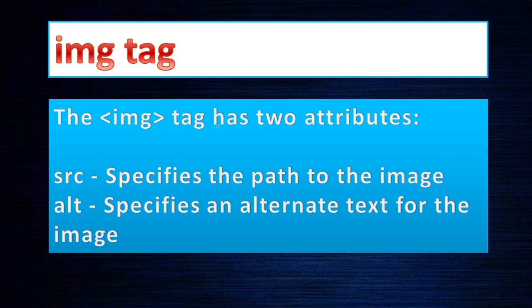So the image tag can take two attributes. One is src, that is compulsory. You are supposed to give the file name. If you don't give the file name, then nothing will display. There will simply be one small mark displayed showing that the image is not displaying. Therefore you give the proper path and the image name. What file are you using? The correct path also you're supposed to provide.